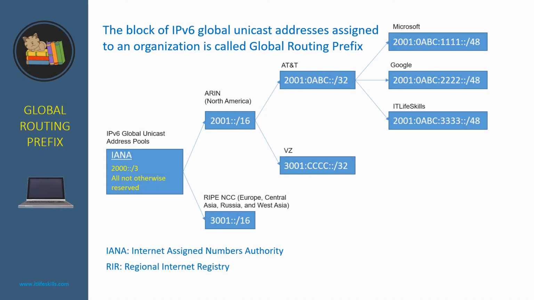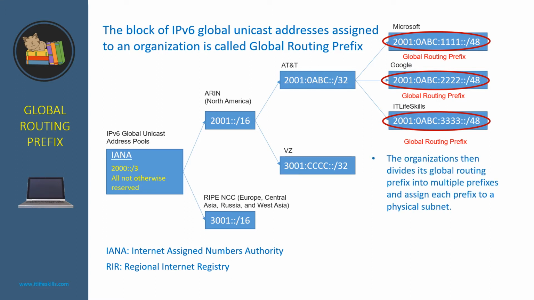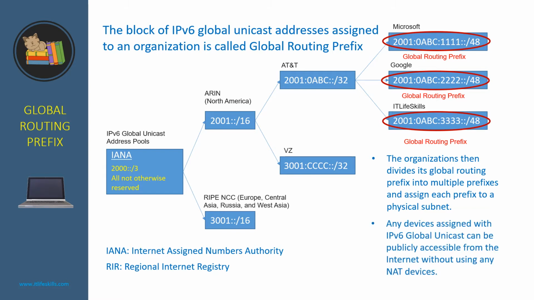The block of IPv6 global unicast addresses assigned to an organization is called the global routing prefix, which can only be used by the organization. The organization then divides its global routing prefix into multiple prefixes and assigns each prefix to a subnet. Any devices assigned with IPv6 global unicast can be publicly accessible from the Internet without using any NAT devices.